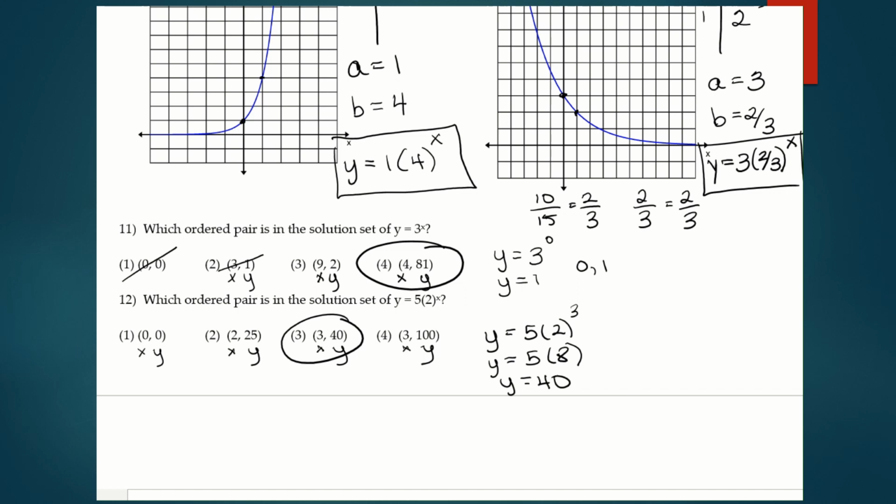All right, there's notes number 2. We're just going to keep moving along here. Tomorrow we're going to compare linear functions and exponential functions.